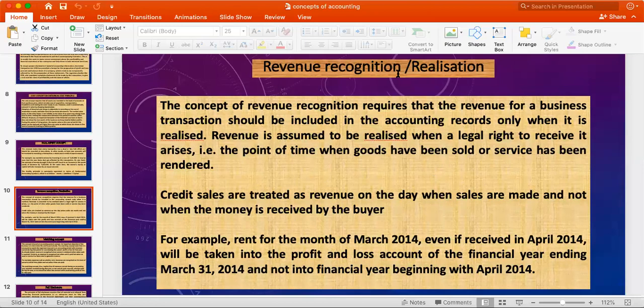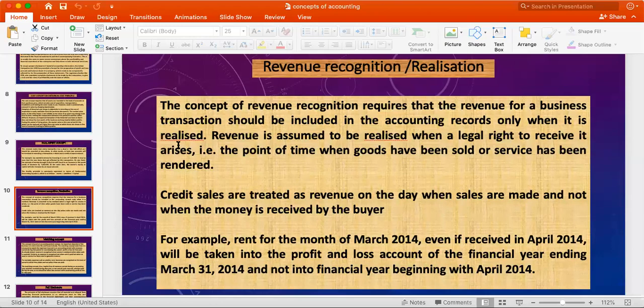These concepts, the revenue recognition or revenue realization, show this. So I'm reading. The concept of revenue recognition requires that the revenue for a business transaction should be included in the accounting records only when it is realized. Now this is because it is talking about revenue, it is not talking about expenses. So just now it is about income.